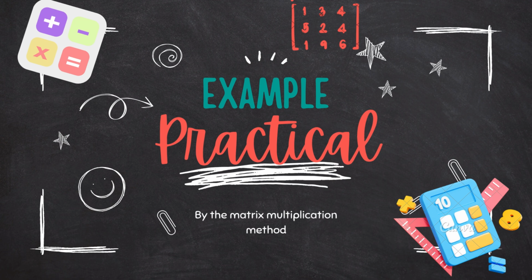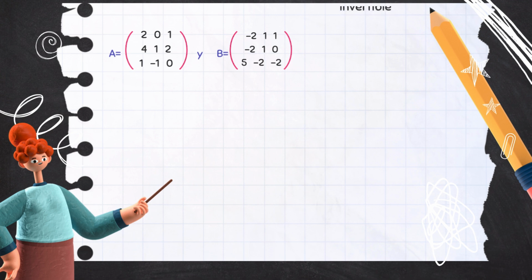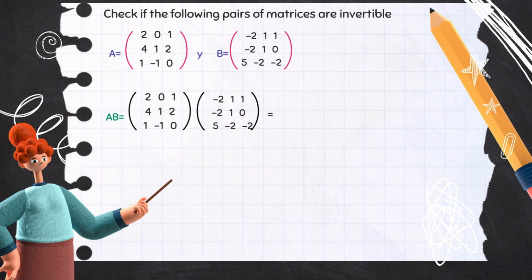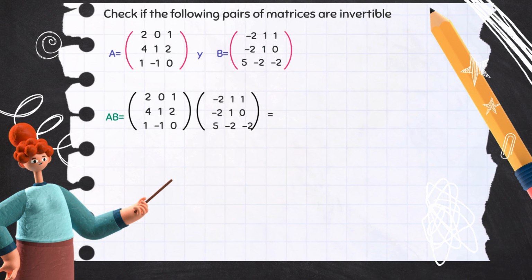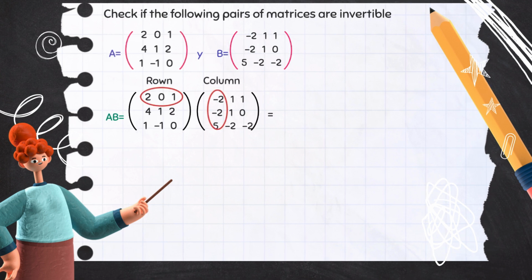Now we will do a small example to understand better. We will check if the pair of matrices are inverses. We have the matrices A and B to check if they are inverses or not. Let's calculate if AB equals BA using the matrix multiplication method. First, we will multiply AB, placing the matrices in that order. Matrix multiplication is done by multiplying row by column. Remember that this is the row and there is the column.